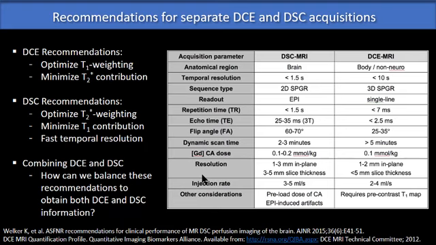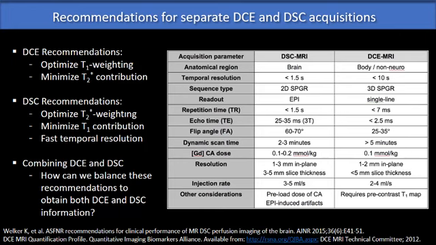So how do we actually do a DSC experiment or a DCE experiment if we're planning them individually? Thankfully, there have been some papers with various groups that have put out some standard recommendations. For DCE, the recommendations are typically aimed to optimize T1 weighting and minimize your T2 star contribution. So typically you see very short TRs and very short TEs. The temporal resolution is not as strict in DCE MRI.